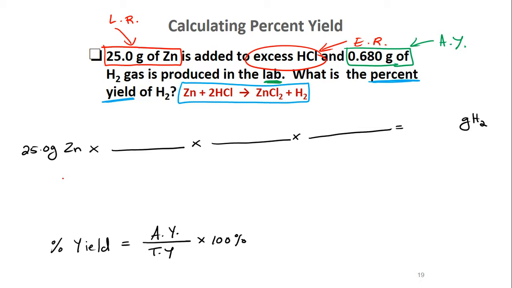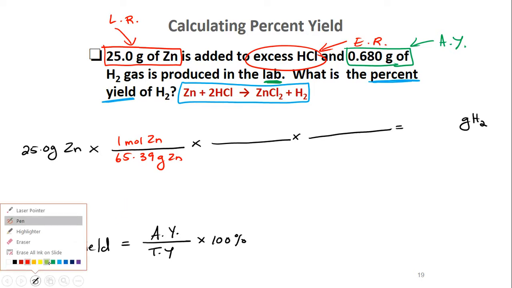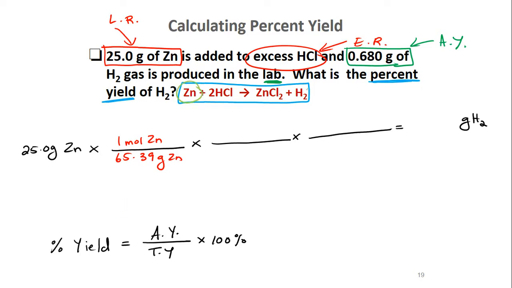So first conversion factor is the molar mass. That's going to be 1 mole of zinc over 65.39 grams of zinc. Grams on the bottom with the molar mass because grams have to cancel out. Then we're going to compare the mole ratio between zinc and H2. That's 1 to 1. So that's super easy. 1 mole of zinc for every 1 mole of H2. And it's H2 because hydrogen gas is diatomic and that's the product. And 1 mole of zinc on the bottom because I have moles to cancel out.